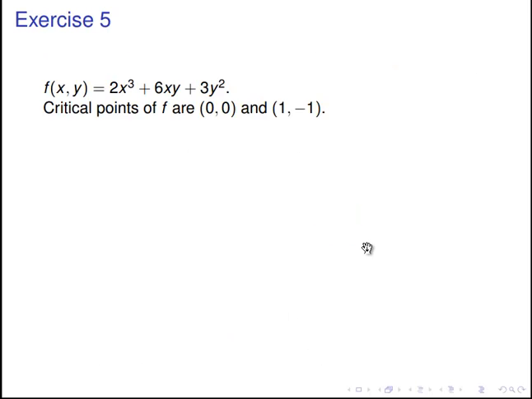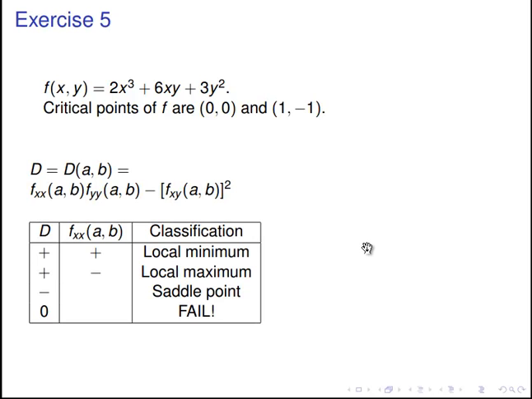So now we need to check whether those critical points are mins, maxes, saddle points, or whatever. So again, we'll use the second derivative test. So we need to compute the D, which means we need the second partial derivatives. In the x direction, we'll get 12x. In the y direction, we'll get 6. And the xy will this time not give us 0, it'll actually give us 6.